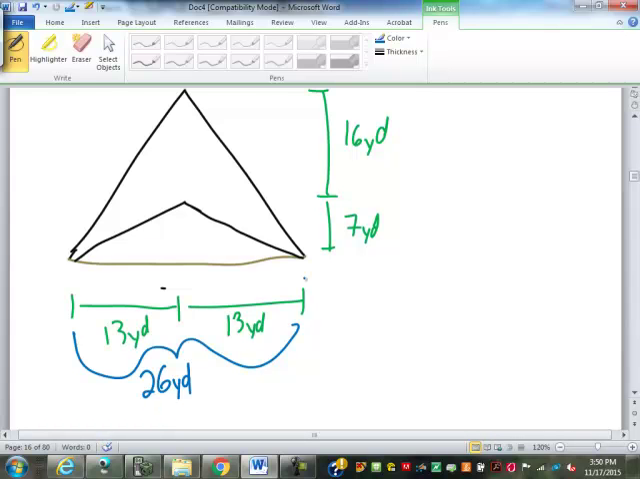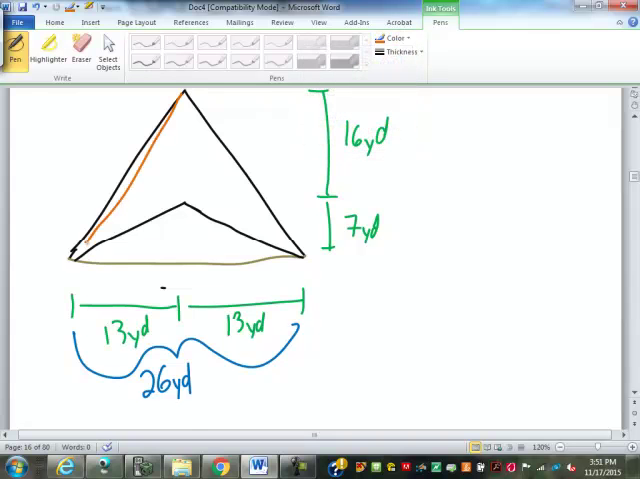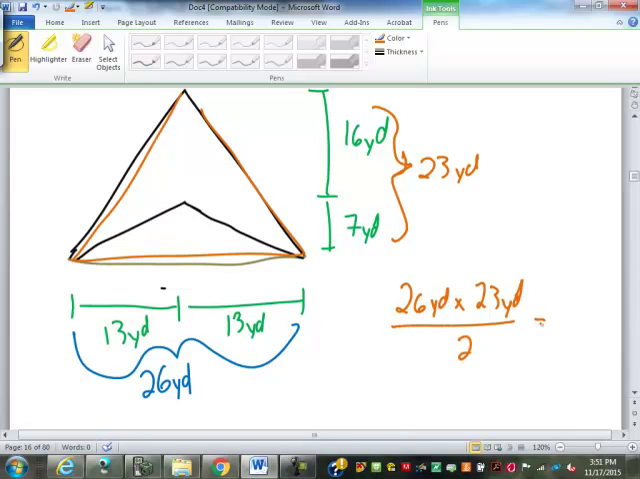One of our strategies for finding areas, we can find different areas and add them together, or we can find areas and subtract them. This triangle right here is 26 yards by 23, and divided by 2 because it is a triangle, which is going to give us what? 299 yards squared. Does that sound right?